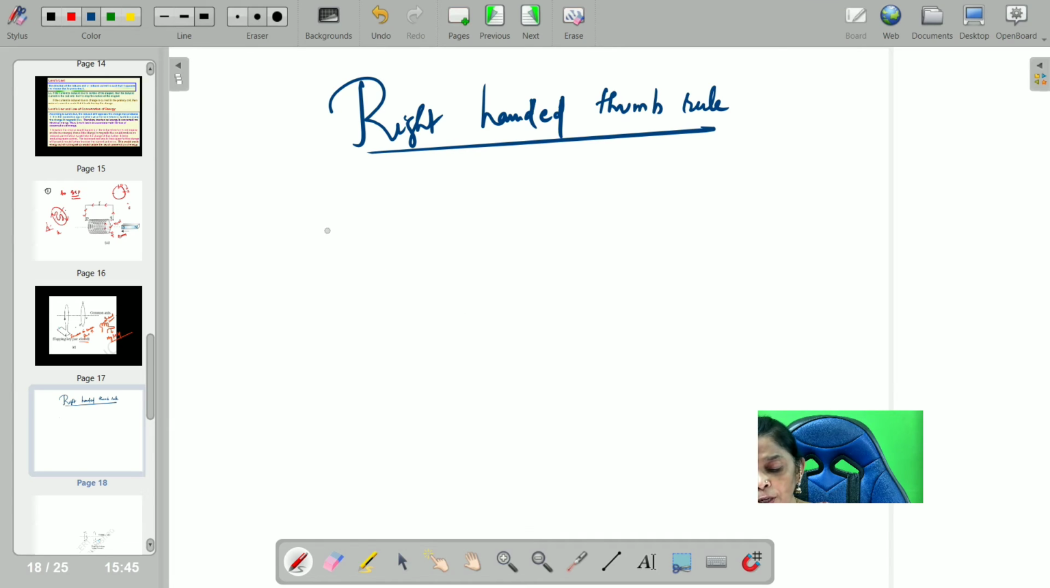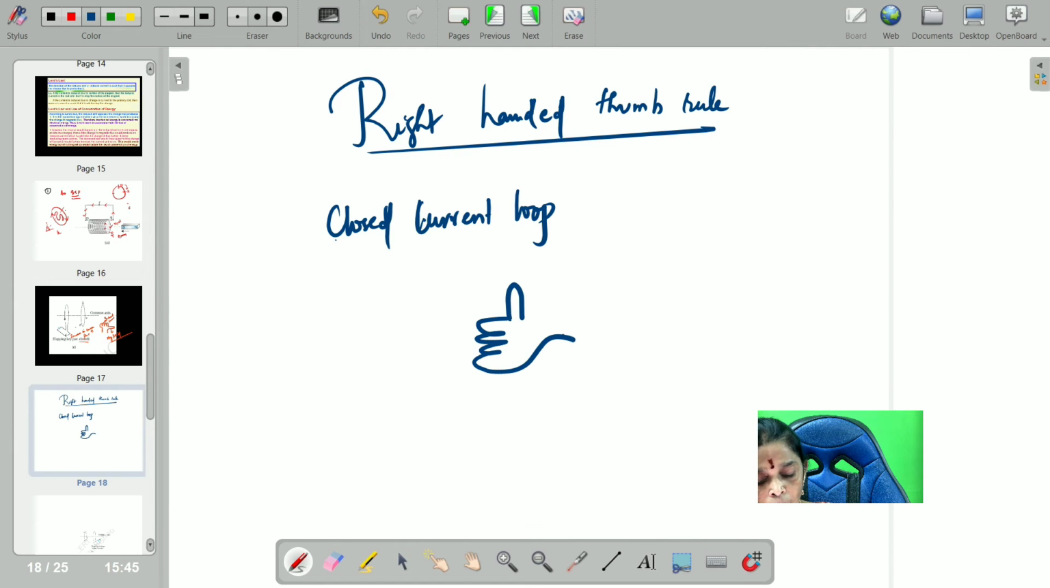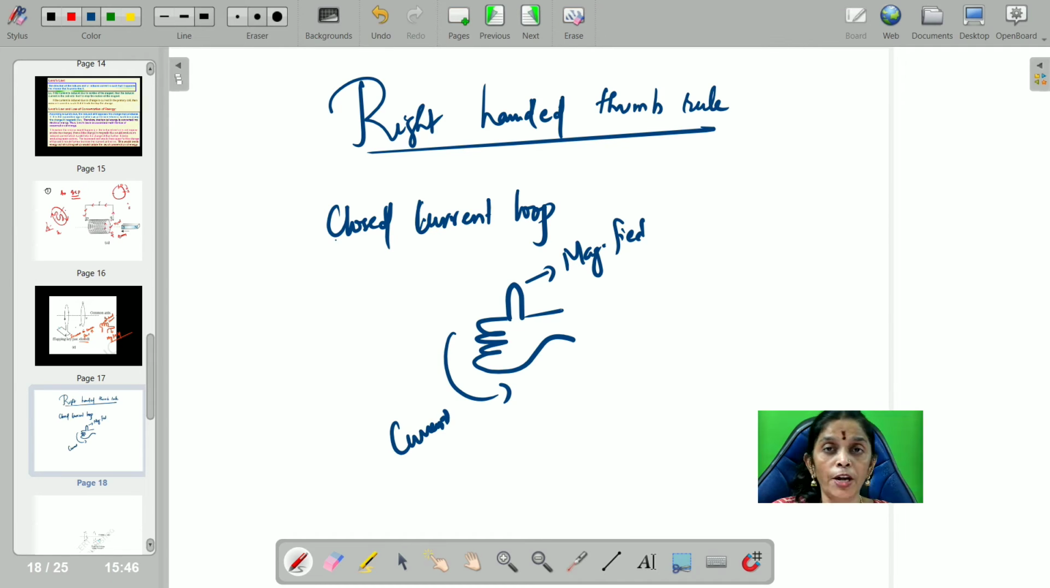We all know that for a closed current carrying loop, closed current loop, thumb is the magnetic field and fingers are the current. Am I right or not? We already found out, right? Already know that, right? We learnt in 4th lesson.